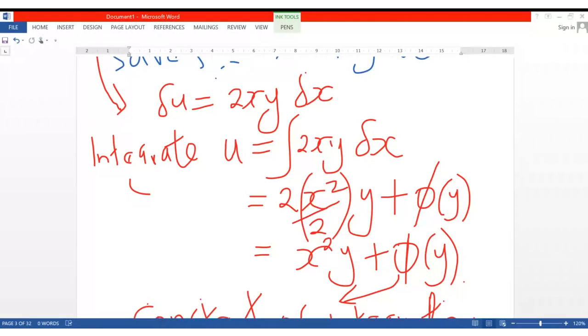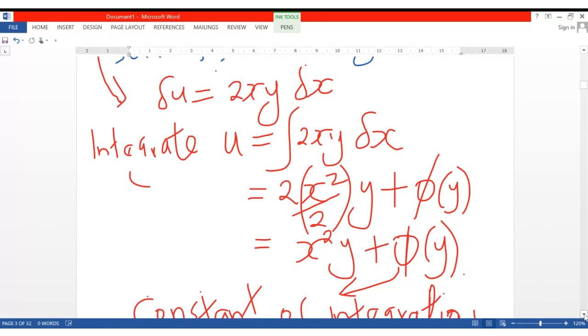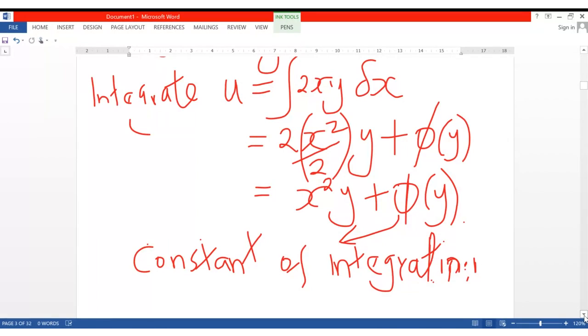So I was saying that we have integrated in terms of x, and the constant of integration we are calling phi of y. Most books use phi. You can even still use c of y, it's no problem, but in my notes I want to be consistent, so I've used phi of y. So that is the constant of integration. So I've gotten the value of u. This is my u.